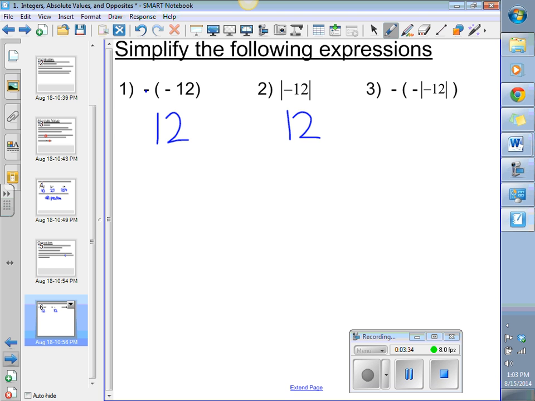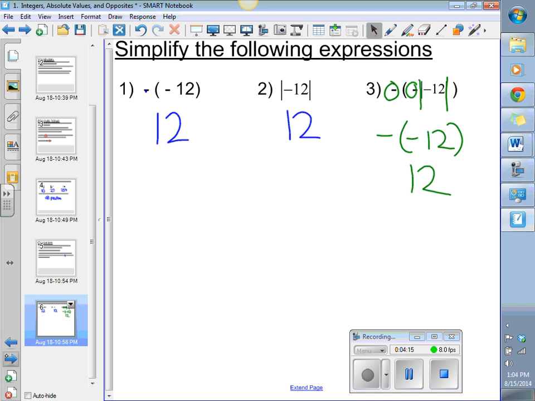Okay, now for this one. We're going to work this one inside out. So this says the absolute value of negative 12, which we know is 12. So this just becomes this. We haven't touched either of these parts of the expression. We've just changed the absolute value of negative 12 into positive 12. So now we have the opposite of negative 12, which is just 12. When you see multiple signs, multiple terms, just work inside out.